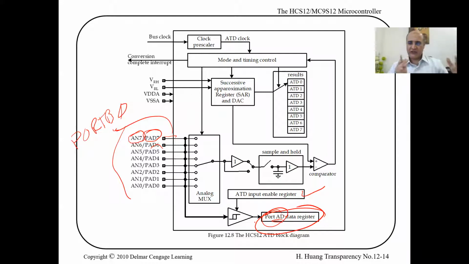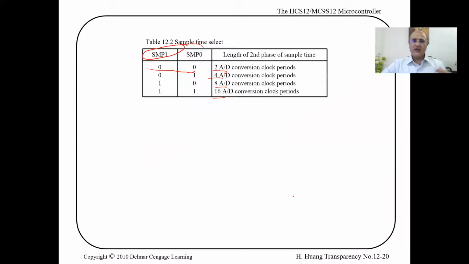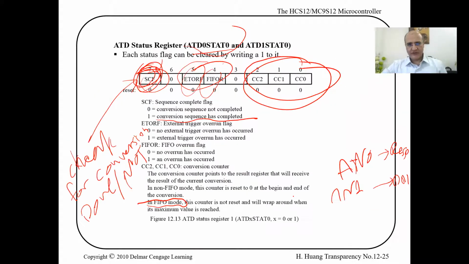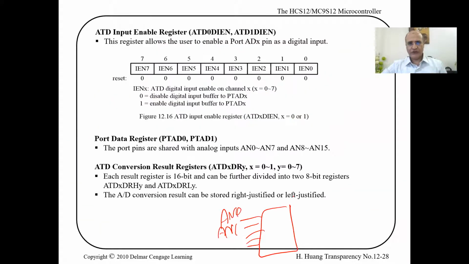Just as we had port B, port H, port M, port A, we have port AD. In this case, it's digital, but you have to enable it to become digital. How do we enable it? It is through this register. We have a register called this one, A to D0 digital enable.